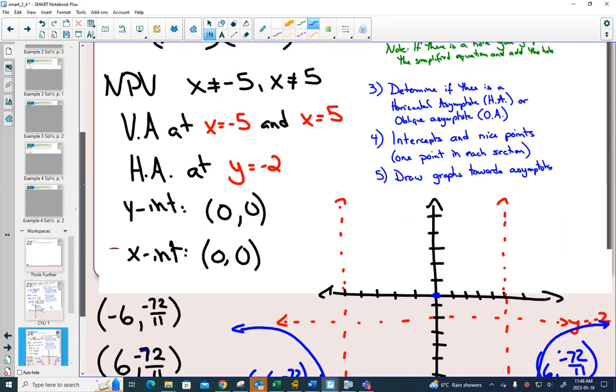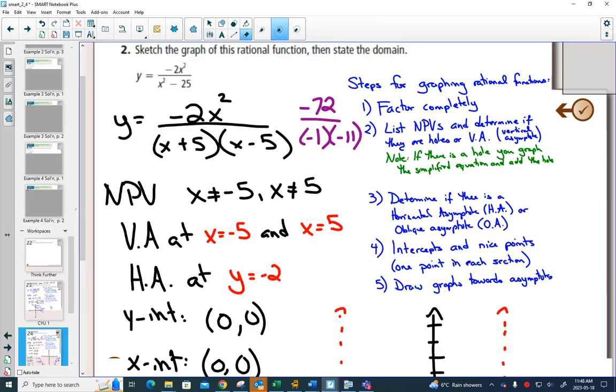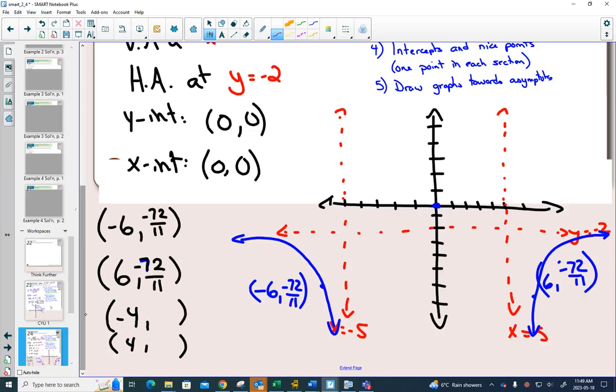Plugging in negative 4. If I plug in negative 4, negative 4 squared is 16 times negative 2 will be negative 32 on the top. Negative 4 plus 5 is 1. Negative 4 minus 5 is negative 9. I will get negative 32 over negative 9, which of course is 32 over 9. 32 over 9 is somewhere between 3 and 4. So if I go to estimate it, negative 4 between 3 and 4. And I know this section has to go up.